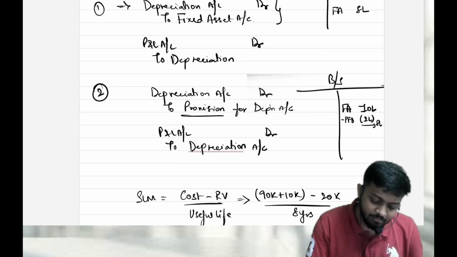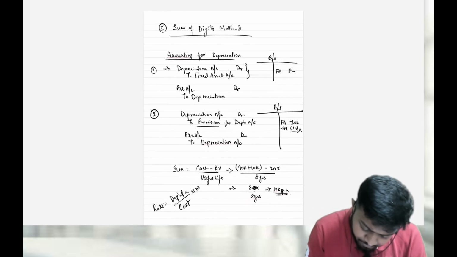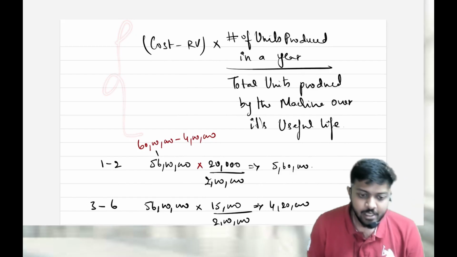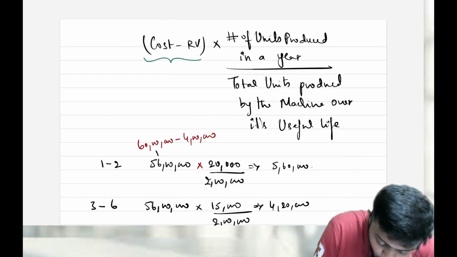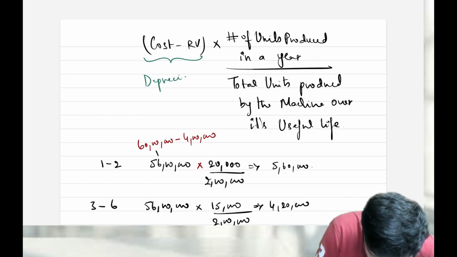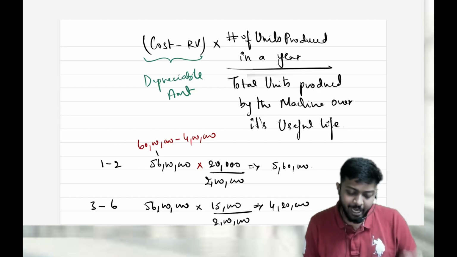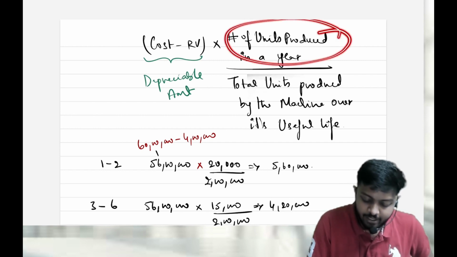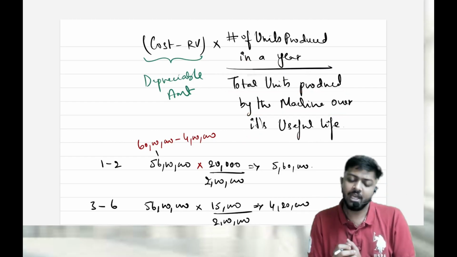Then we have the sum of units method also. What is the sum of units method? The formula goes like this. First take your depreciable amount, which is cost minus RV. Cost minus RV itself is called the depreciable amount, as we discussed. Then multiply it by the number of units produced in a year, and divide by the total units produced by the machine over its useful life, which they would have given in the question.